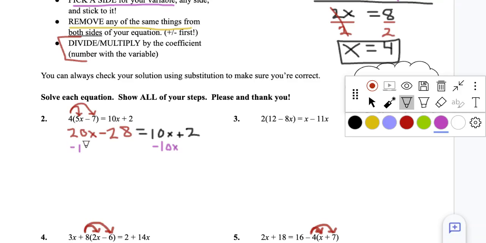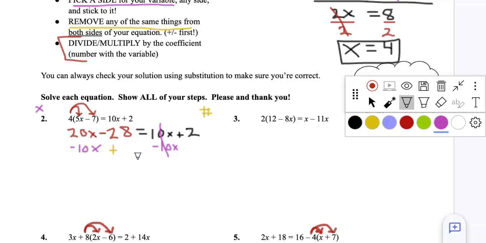Whatever I do to one side, I'm going to do to the other side as well. So that's going to cross off the 10x. And again, this is an advanced move, but I'm going to do 2 things at once. I'm going to move the -28 to the right side. All the numbers are on the right, and all the x's are on the left.